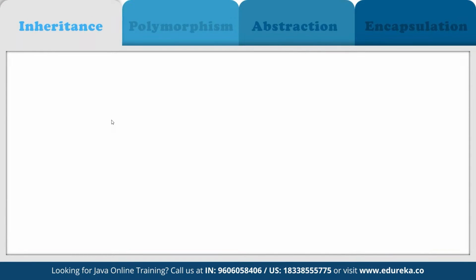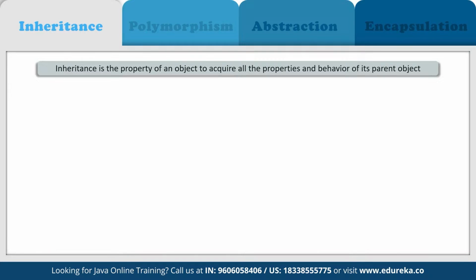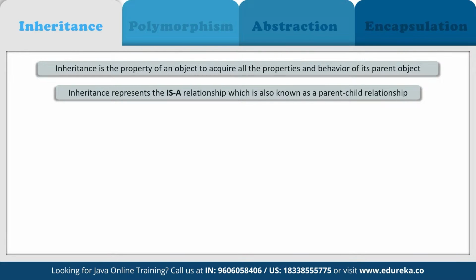So in OOPS, a computer program is designed in such a way that everything is an object, and all the objects are going to interact with one another. Inheritance is one such concept where the properties of one class can be inherited by another. It helps us in reusing the code and establishing a relationship between different classes.